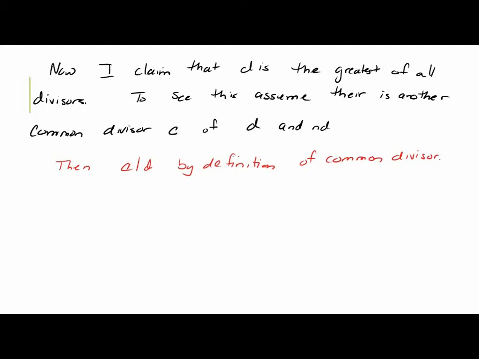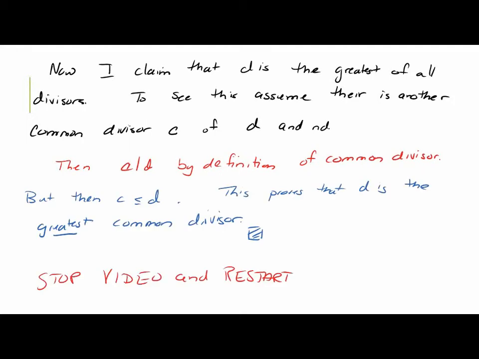C divides D by definition of a common divisor. But then C is less than or equal to D, because anything that divides something else has to be smaller than it. This proves that D is the greatest common divisor, and I underlined it. You're allowed to do anything you want. You're allowed to use colors, underline, italicize, or capitalize something. It's your style, however you want to convey it as clearly as possible.